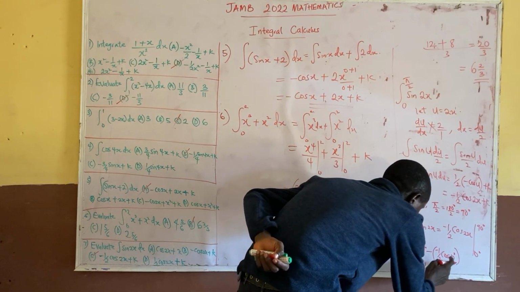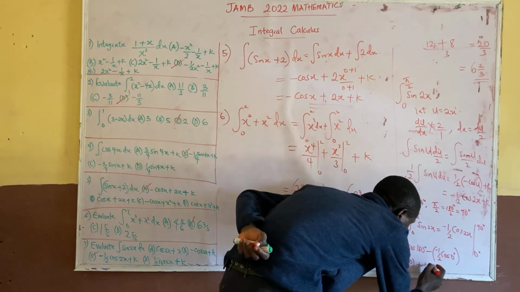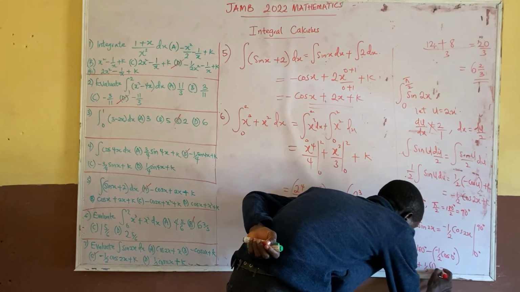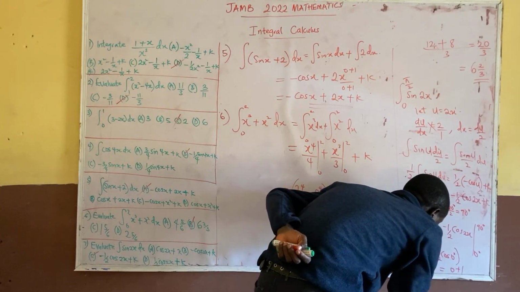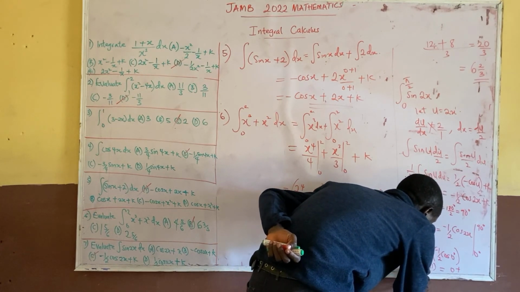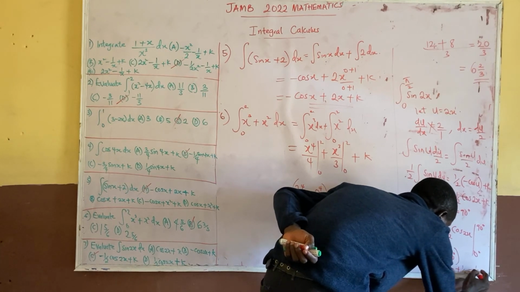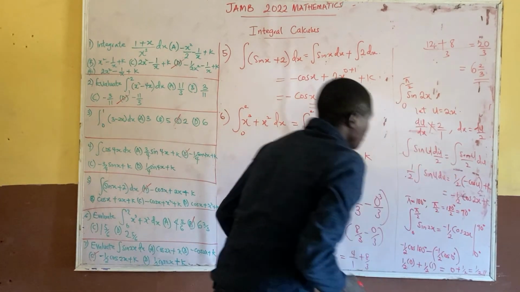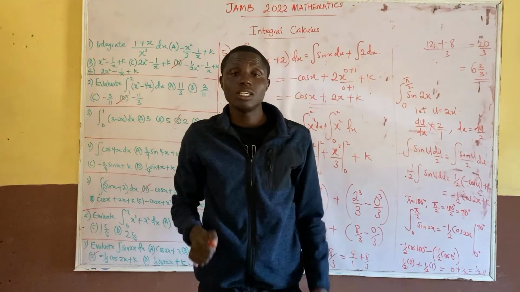Now cos 0 degrees is 1, so you put 1. We have a half times 0 plus 1 times 1 over 2, which gives you a half. So the final answer is 1 over 2. If I put the boundary there, this is what I am going to have. 1 over 2 is our answer.